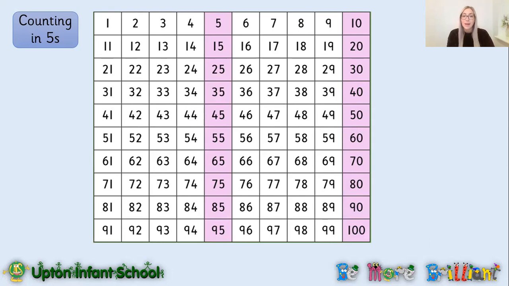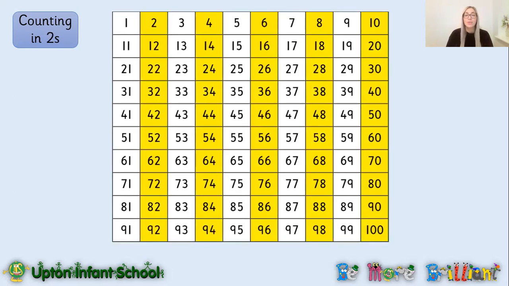So remembering that when we're counting in 5s, we always say a number which ends in a 5 or a 0. Okay. If you think you need a little bit more practice, pause the video here, get to your 100 square and circle all the numbers that you would say and have a go at practicing. Okay. Then we're going to move on to 2s.